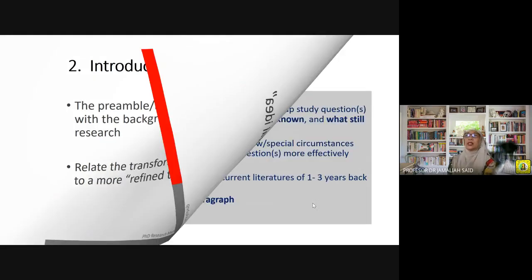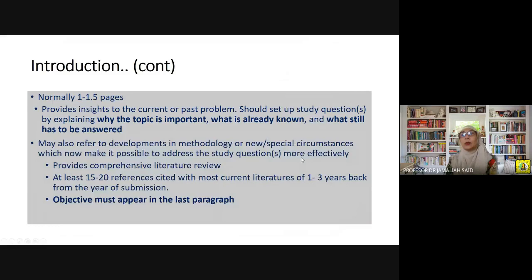Introduction for your proposal shouldn't be very long; 1.5 pages is good. In the introduction, you should provide insight into the current or past problem related to your topic. So why is the topic important? Why is a study on fraud important? Why a study on risk management? Just now, risk management practice is important.